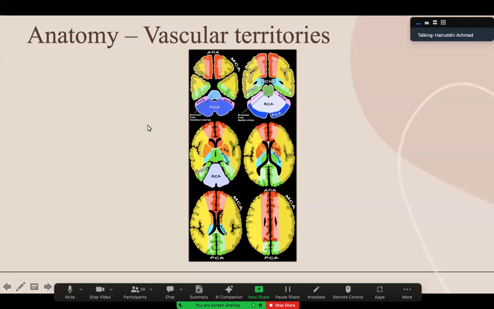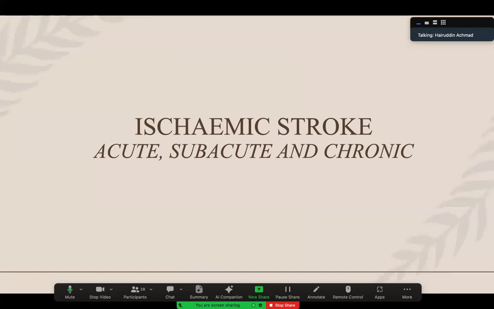Okay, so now we come to our main topic, which is ischemic stroke. So they are acute, subacute, and chronic, but sometimes we divide acute further: early hyperacute, late hyperacute, and then acute. But for the purpose of simplicity, I'm just going to clump it together into acute, subacute, and chronic.